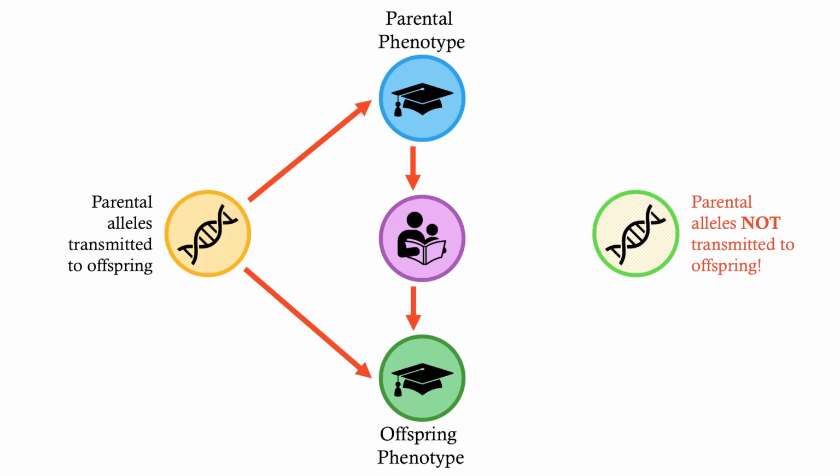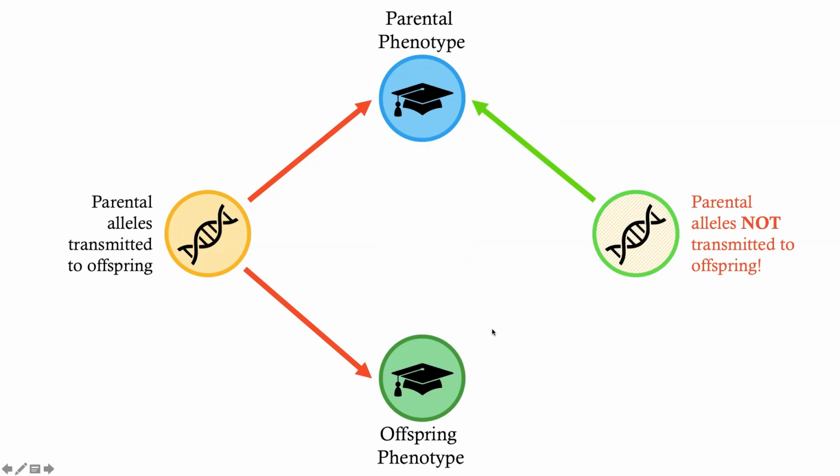Like the transmitted alleles, the non-transmitted alleles still impact the parental phenotype, and thus they can still influence the offspring phenotype via vertical transmission. However, unlike the transmitted alleles, this is the only impact that the non-transmitted alleles can have on the offspring trait. Without this familial environment and this vertical transmission path here, there's no connection between the non-transmitted alleles and the offspring phenotype. They're totally independent of one another, with some exceptions that I won't get into here.